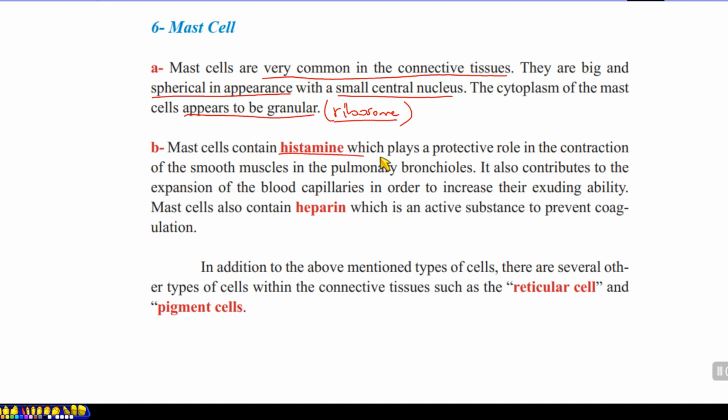So the mast cell contains histamine, a protein which plays a protective role in the contraction of smooth muscle in the pulmonary bronchioles. They increase their exuding ability to make them wider to transport more material. It also contributes to the expansion of blood capillaries, also increasing their exuding ability. The mast cell also contains heparin, like an enzyme, an active substance that prevents blood coagulation. Blood coagulation means blood clotting or solidification of blood. But heparin prevents coagulation.